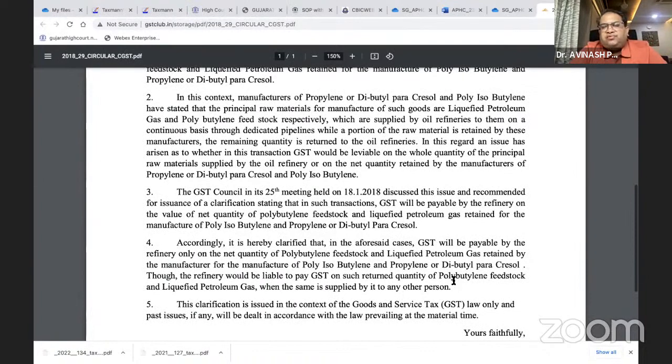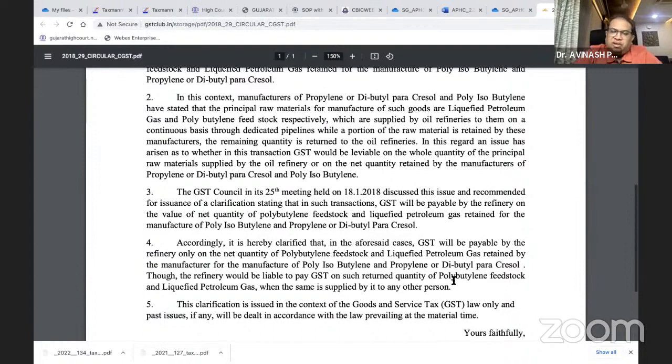The GST Council in its 25th meeting held on 18th of January 2018 discussed this issue and recommended issuance of a clarification stating that in these transactions, GST will be payable by the refinery on the value of the net quantity of polybutylene feedstock and liquefied petroleum gas retained for the manufacture of polyisobutylene and propylene or dibutyl paracresol. So it's the same: whatever is retained, that net quantity will be deemed to be supplied, and therefore tax will be applicable on that.